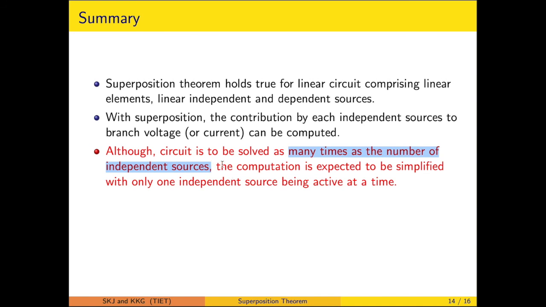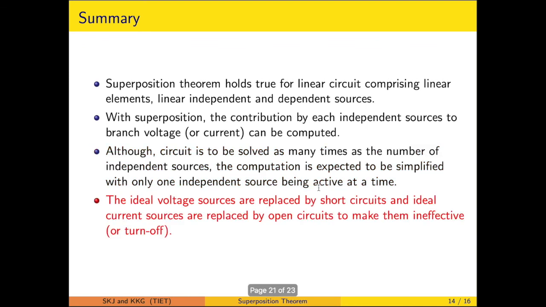However, the computation is expected to be simplified because at each stage the circuit has only one independent source, while the other sources are made ineffective or turned off. In this process, the ideal voltage sources are replaced by a short circuit and the ideal current sources are replaced by an open circuit. However, the dependent sources are left unchanged.